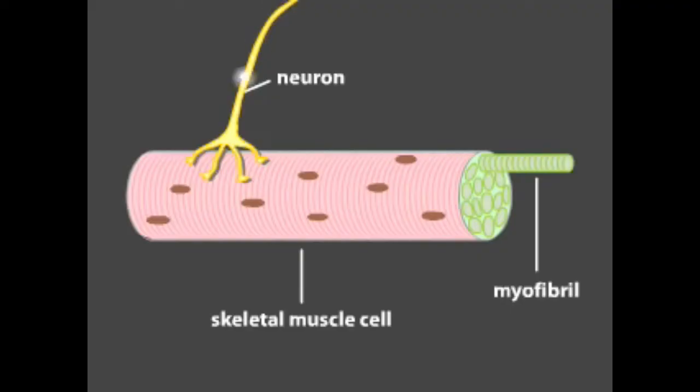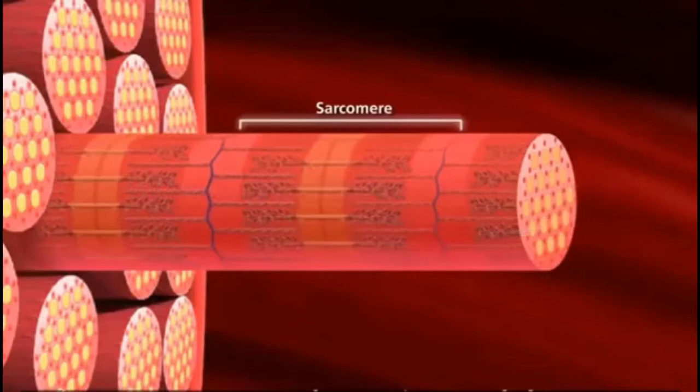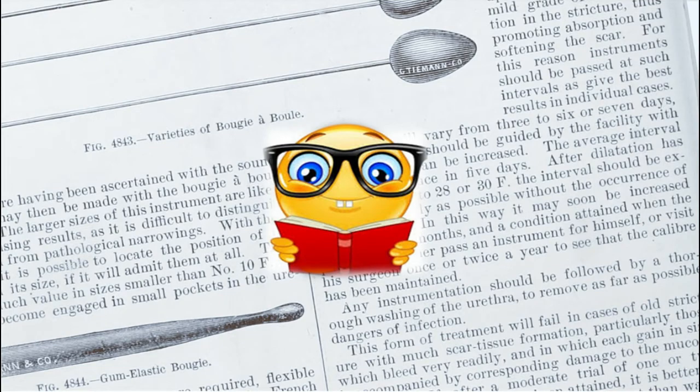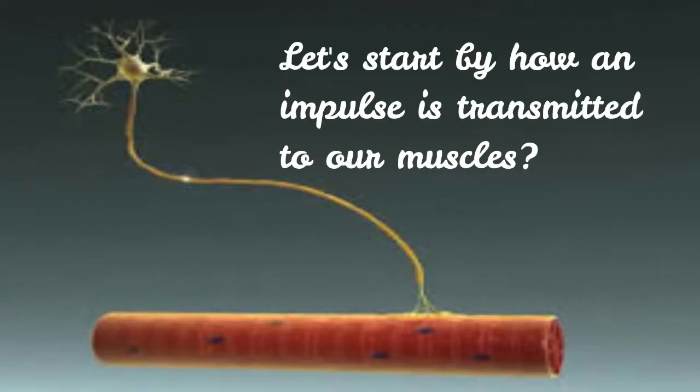In this video, we'll understand how a nerve signal is transmitted to a muscle and how a muscle contracts. At the end of this video, I'll let you know easy ways to remember these processes for your examination. Let's start by learning how a nerve signal or impulse is transmitted to our muscles.